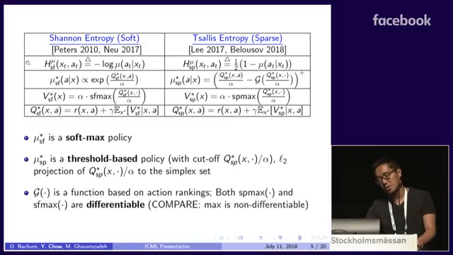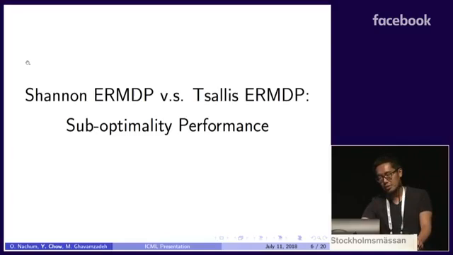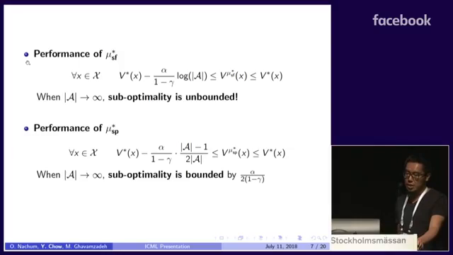So besides just the optimality conditions, I want to talk about the suboptimality performance between the soft and the sparse policies. Specifically, for the performance of the soft policies, the suboptimality performance gap, which is the gap between the value function induced by these soft policies and the optimal value function, is upper bounded by this term, alpha divided by 1 minus gamma, times log of the size of the action space.